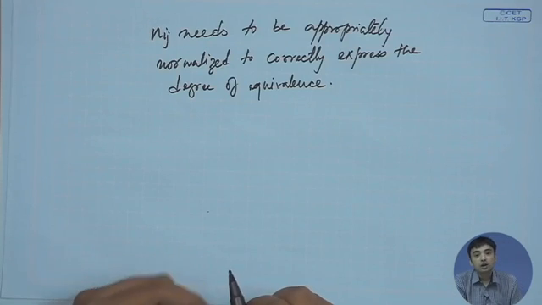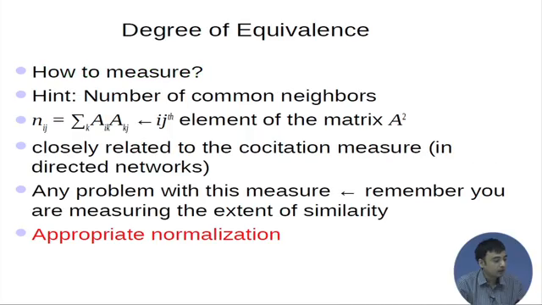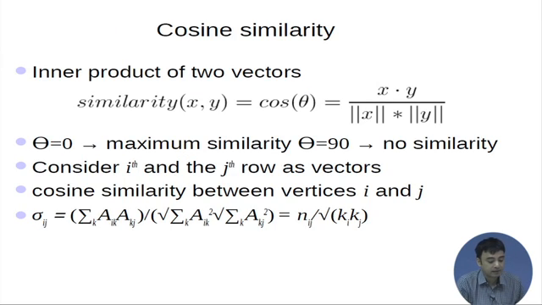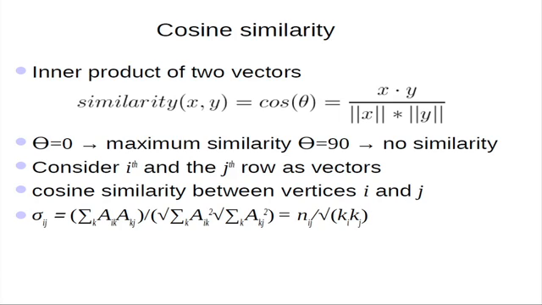Fine. So in order to do this appropriate normalization, we resort to various different methods. The first method that we will talk about, please look at the slides, is cosine similarity. So what does this cosine similarity say? Cosine similarity basically tries to measure the cosine angle between a pair of vectors.